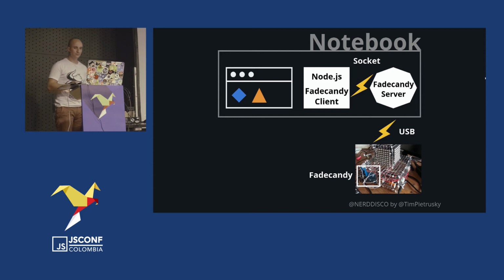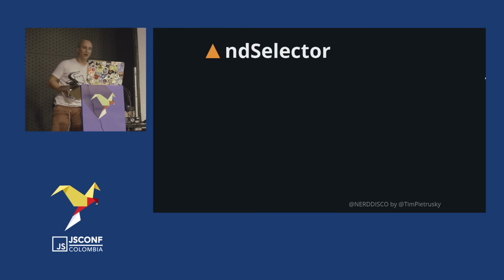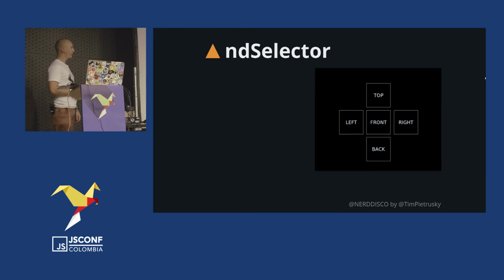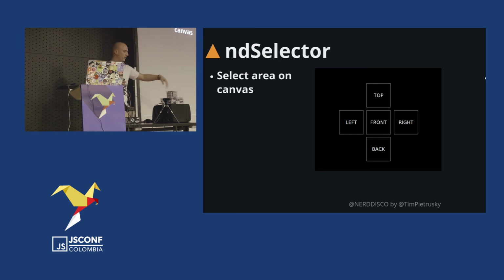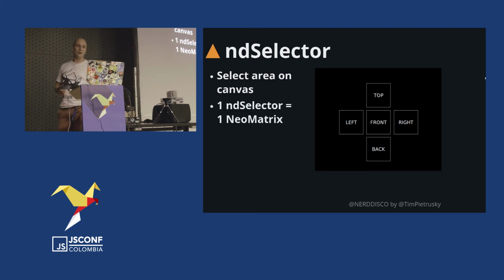And therefore, I have written ND-Selector. And ND-Selector, I don't know if you have seen it, or oh, you can't really see it right here. No problem. It's a square on the canvas, and you can move it around, and every selector selects a specific area on the canvas and is one of those neomatrix. So the front one would be this one, and the left one here, right one here, top and back. So every ND-Selector is one neomatrix.